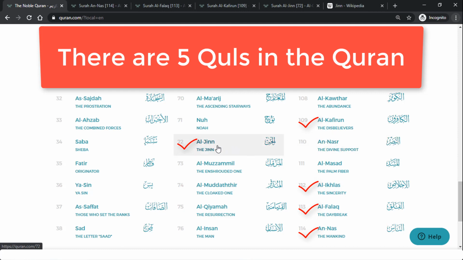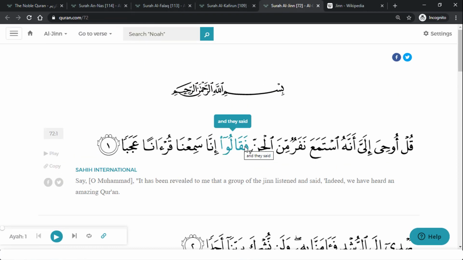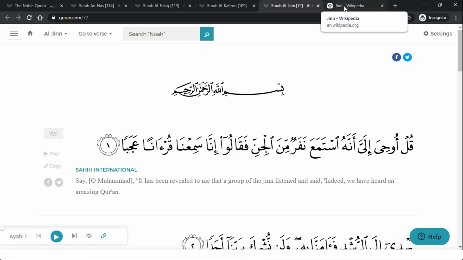Now Surah Al-Jinn, let me see if I have this open here. This surah also starts with the word qul, say. It has been revealed to me that a group of jinn listened and said, indeed, we have heard an amazing Quran. This word Al-Jinn is typically translated as Al-Jinn, which in layman's terms means something that is out of this world. But let me go to Wikipedia and take a look at the root word, the etymology of this particular word.